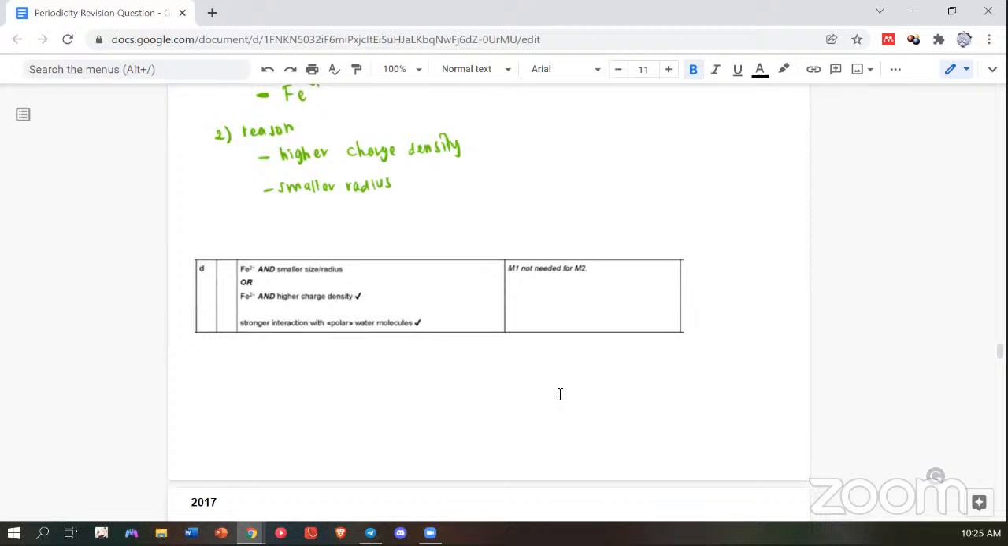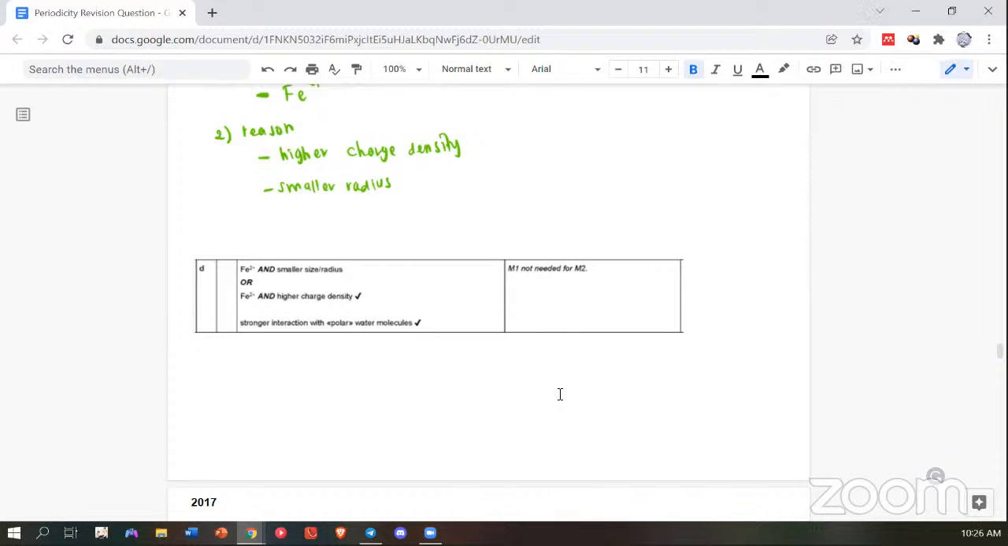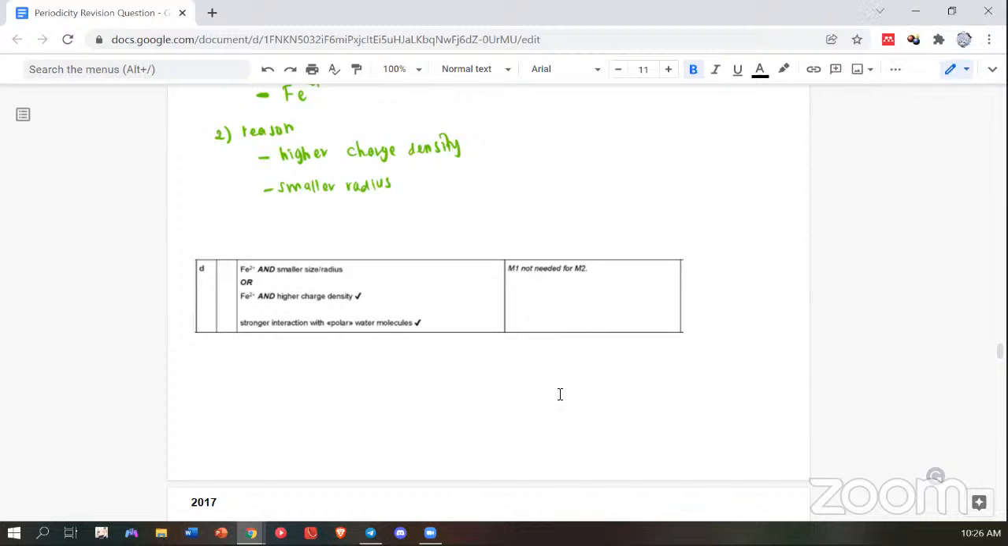Najima, yeah. If we do not mention higher charge density, but rather we mention more effective nuclear charge, is it still accepted? Sir, can you help me? Okay. You want to use the nuclear charge instead of the high charge density. Right. So the answer is not accept.